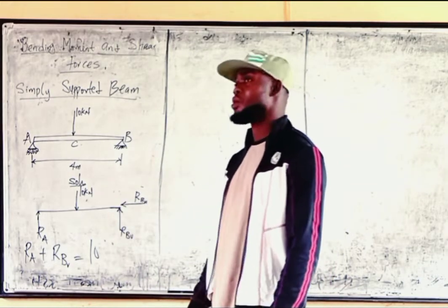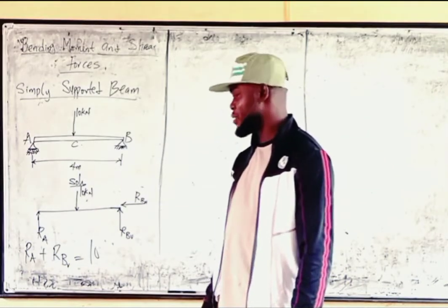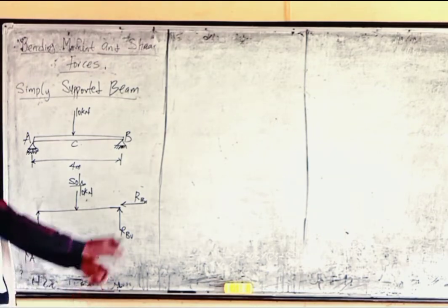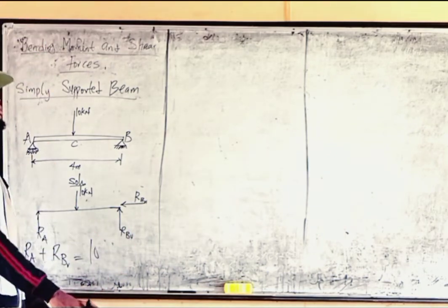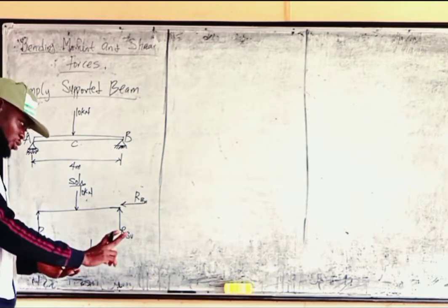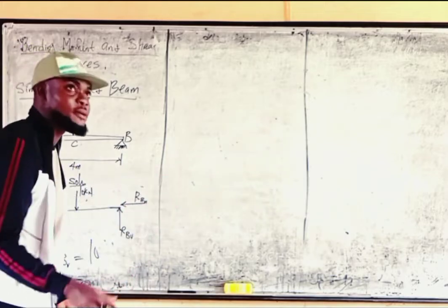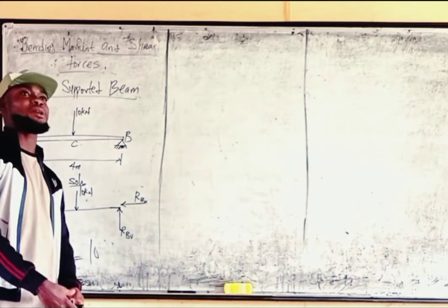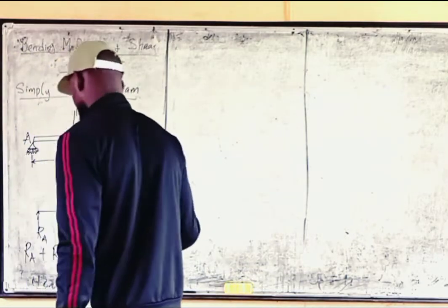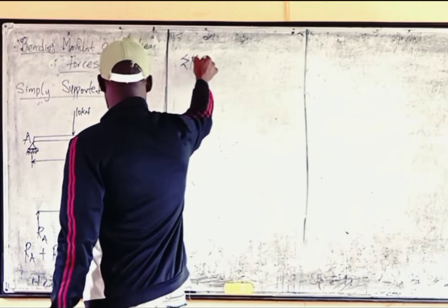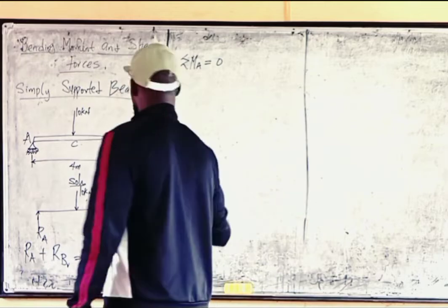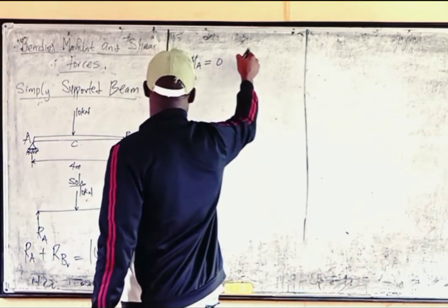So the next thing, we're going to use another static equilibrium equation, which says that the sum of moments about any point should be equal to 0. When you sum up moments about any point, the sum of all the moments from maybe the left and right hand side about a particular point should be 0. So let's say the sum of moments about point A should be equal to 0.